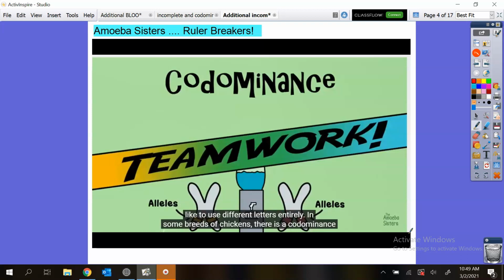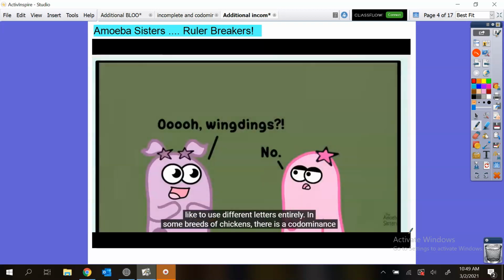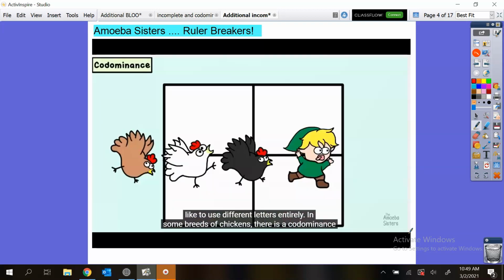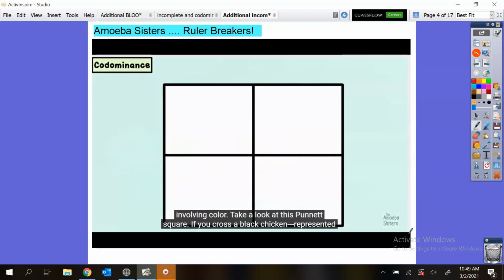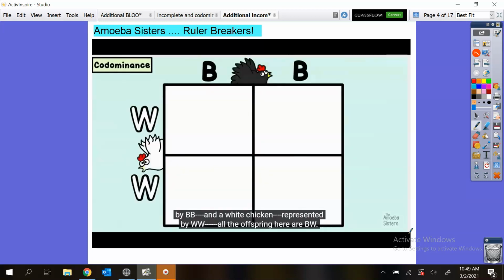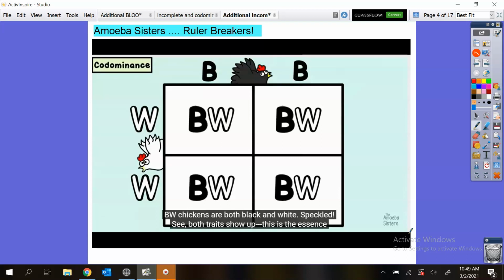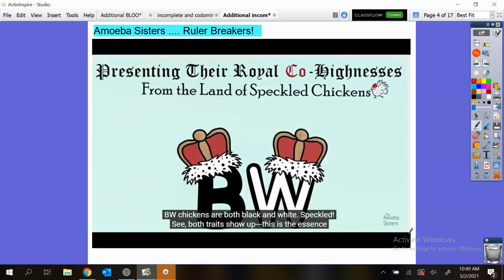For that reason, we like to use different letters entirely to represent the alleles. There is a codominance involving color in some types of chickens. Take a look at this Punnett square. If you cross a black chicken, represented here by BB, and a white chicken, represented here by WW, all the offspring here are BW. BW chickens are both black and white. They're speckled. See, both traits show up. This is the essence of codominance.